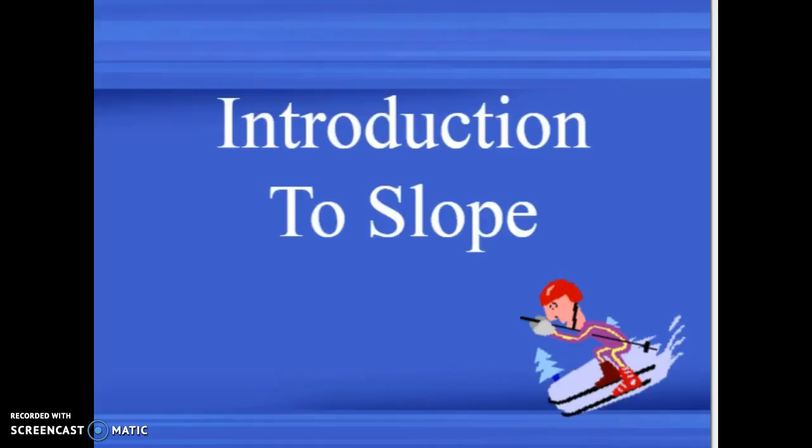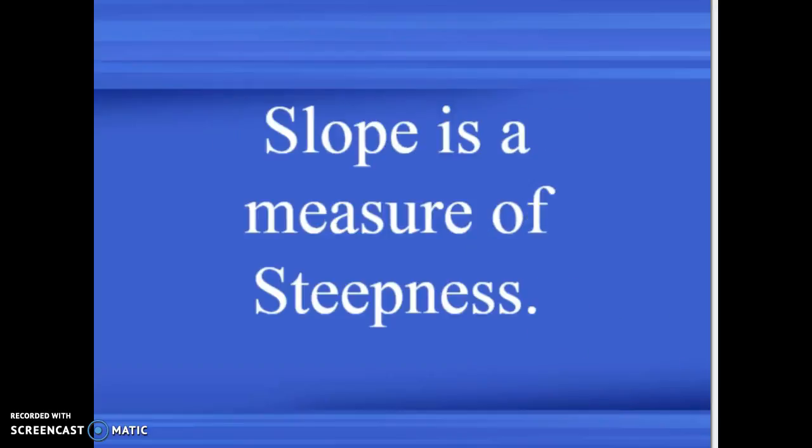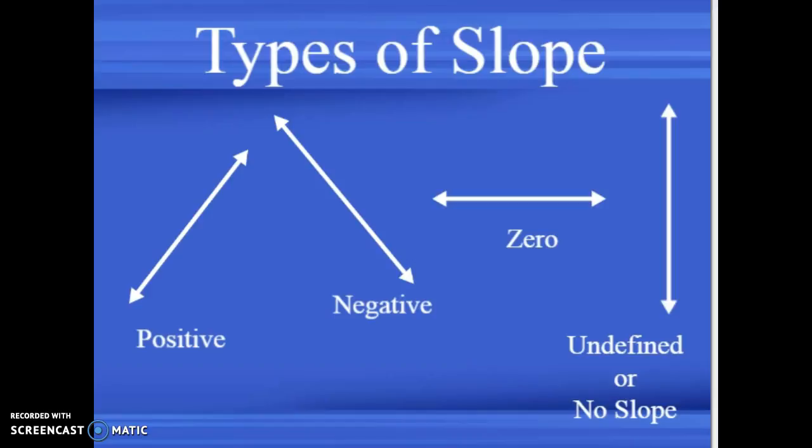Hey guys, today we're going to talk about slope. Slope is the measure of steepness of a line. There are four basic types of slope. There is the positive slope, which is a line that goes up as it moves to the right. A negative slope, which is a line that goes down as it goes to the right.